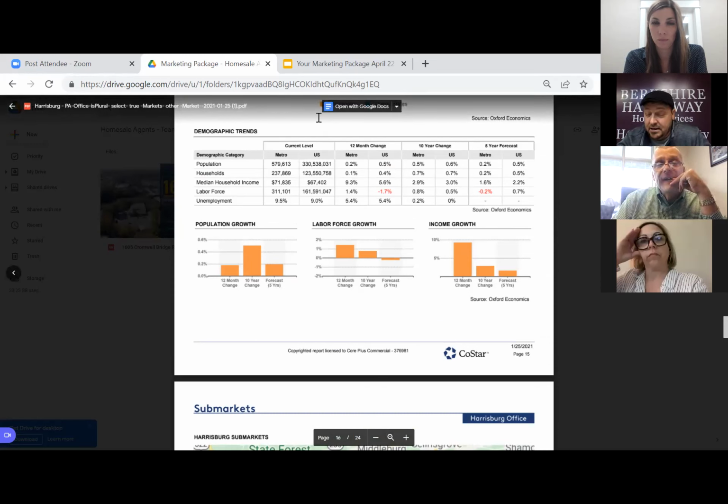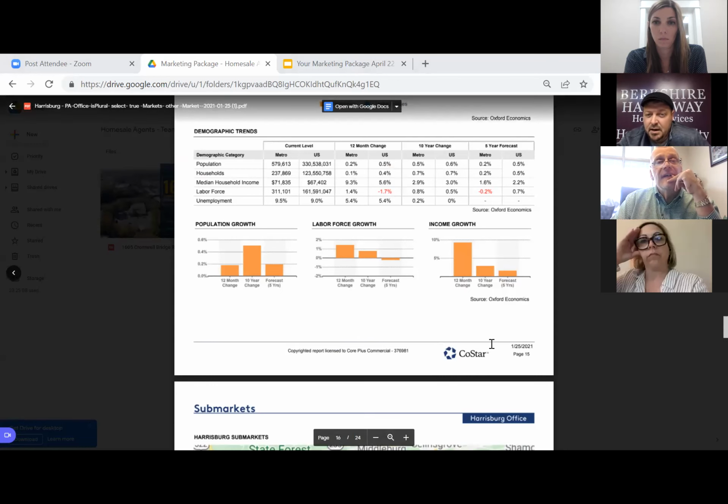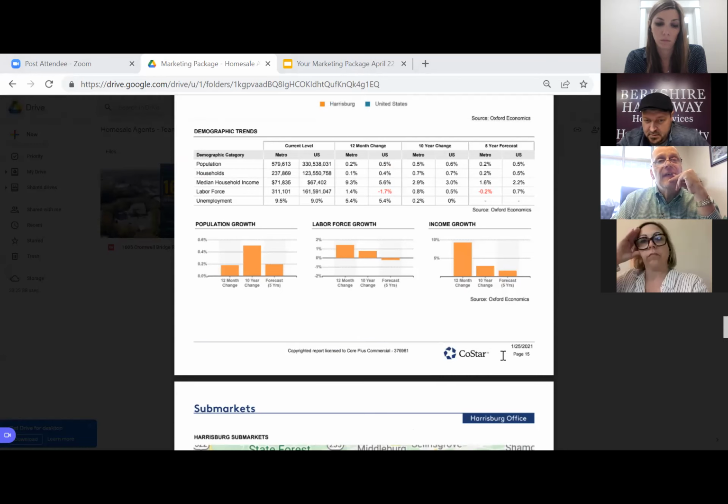You actually don't make this on RPR. This is a downloaded report from CoStar. So that is where I get all this information. I do have a slide coming up that tells you where you can get the information if you don't subscribe to CoStar.